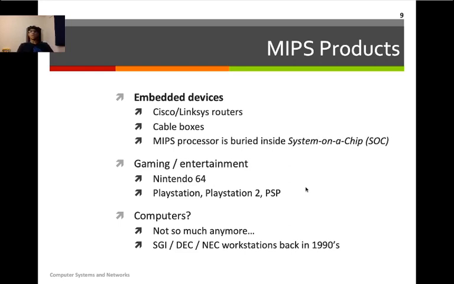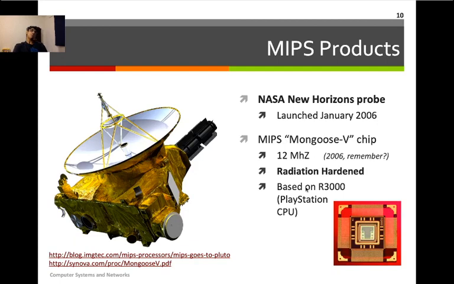Computers, not so much. There were some earlier workstations back in the 1980s that used MIPS processors, such as SGI, DEC, and NEC workstations, but not quite a whole lot. One of the popular examples of a MIPS product is NASA's New Horizons probe, which was launched in January 2006. It featured the MIPS Mongoose V chip, which clocked at 12 megahertz and was radiation hardened, meaning that it could sustain heavy radiation out in space, and it was based on the MIPS R3000.